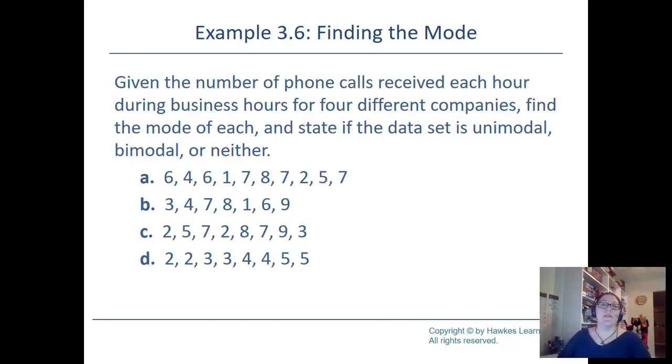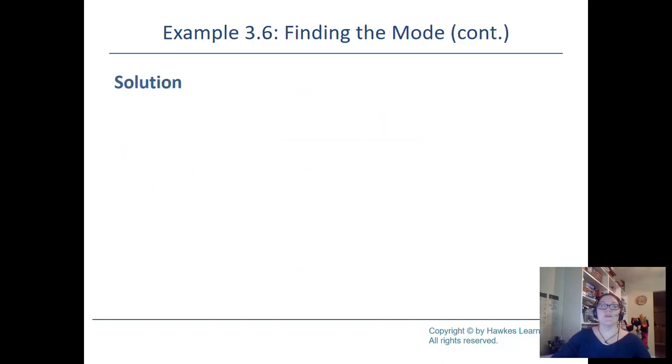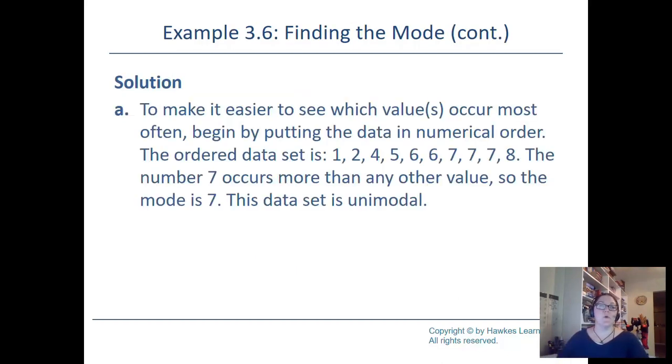So given the number of phone calls received each hour during business hours for the 4 different companies here, we're going to find the mode of each. So our first one there, we have 6, 4, 6, 1, 7, 8, 7, 2, 5, 5, 4. I would say it's probably really helpful if you'll start by actually listing this in numerical order.